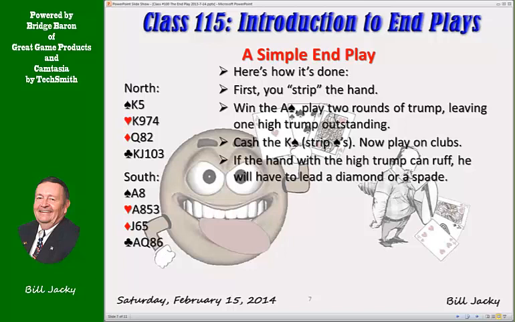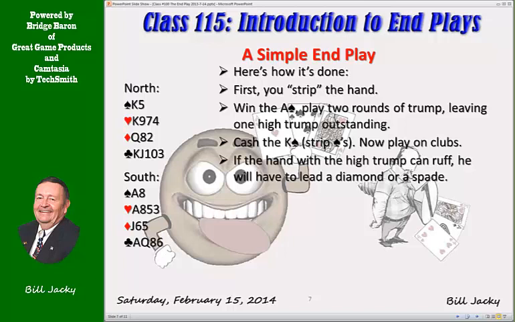Someone will run out, and if they run out and have the high trump, they can ruff. But what do they have after they ruff? If they have a spade, it won't hurt you. If they lead a spade, you'll get a ruff and a sluff. They're out of hearts because they just used their last heart with the ruff. So they're left with only one suit, diamonds. If they lead the diamond, you're in business.